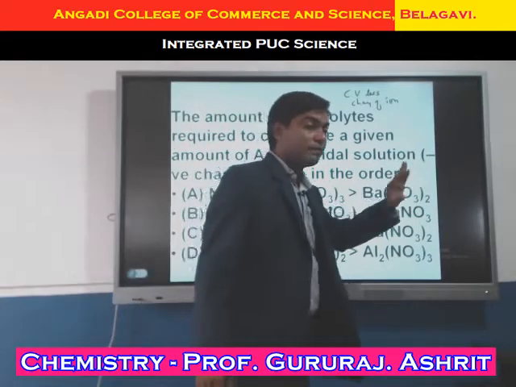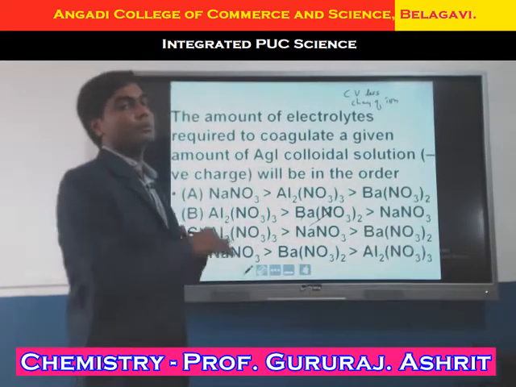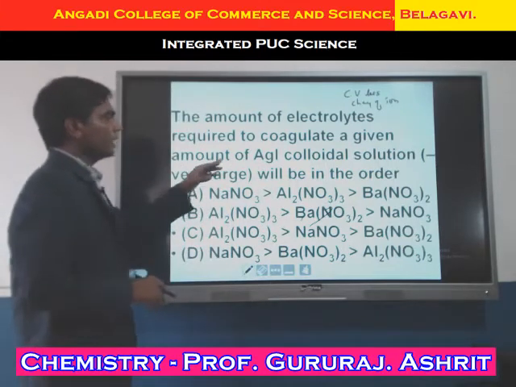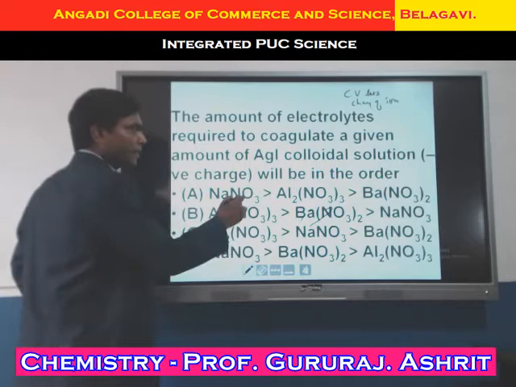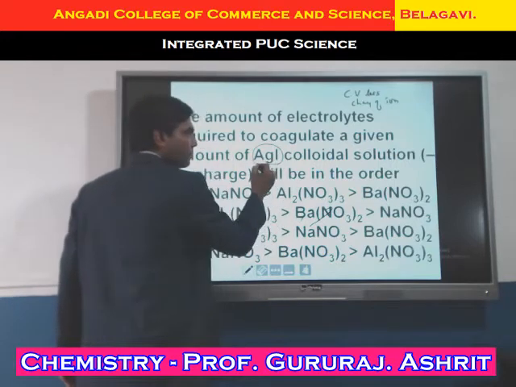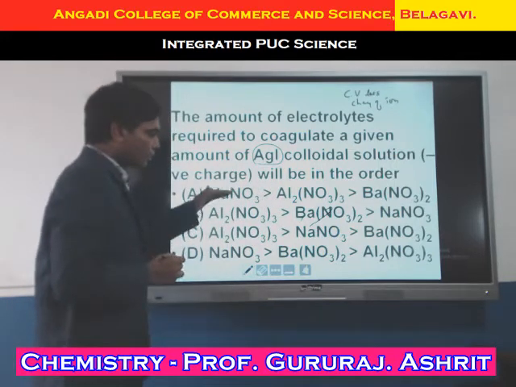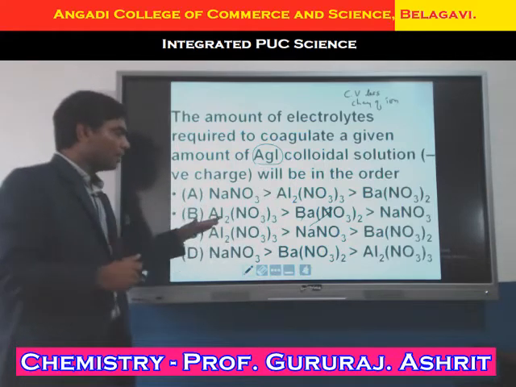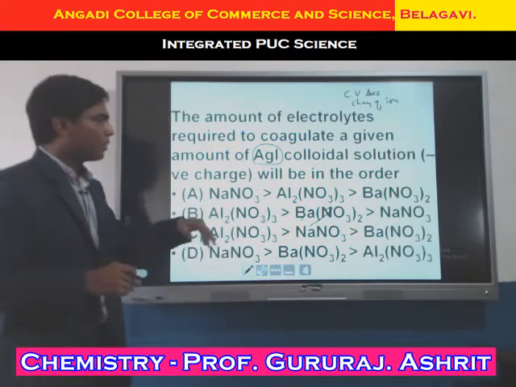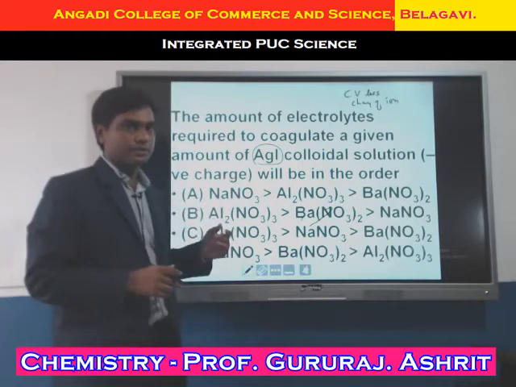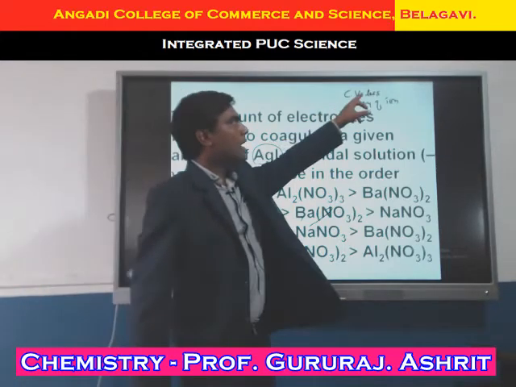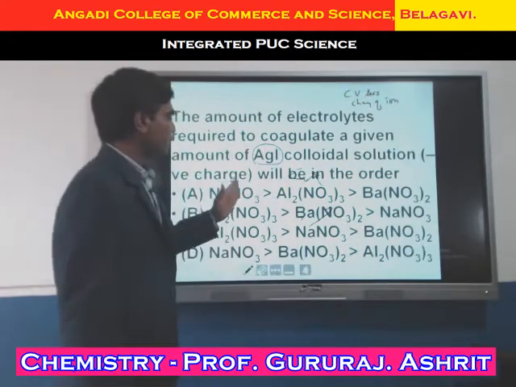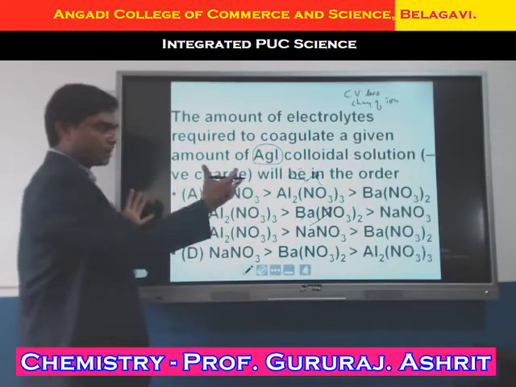In some questions they will not give the charges. At that time you have to remember the examples of negative and positive charge colloids. AgI is negative, which means it is surrounded by I minus ions. So whatever options they have given, you should think only about the positive ions, because of oppositely charged ions. In this, the coagulation value will be less when the charge of the ion is more.